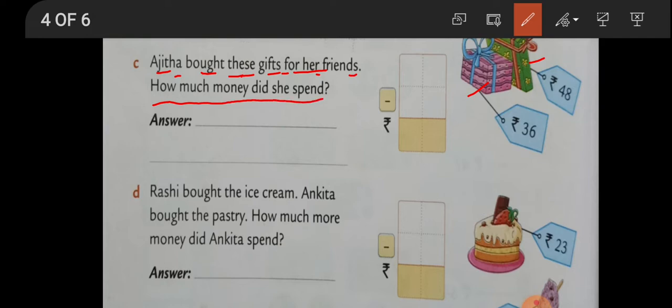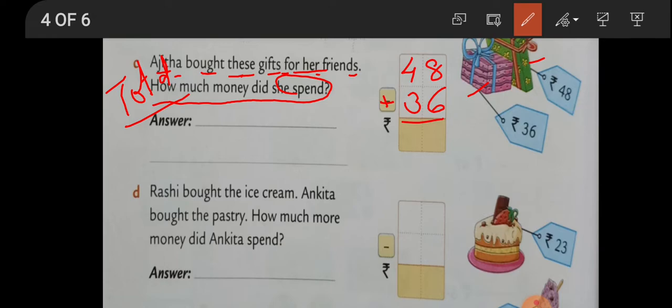How much money did she spend? That means the total amount. When it comes to how much she has spent, the total amount, we need to add up, children. Here it is given minus, so you have to do the correction. You just see one minute. I'll write it again. A horizontal line is given there. You just need to put a vertical line. It becomes addition. So please write the numbers. Which are the two gifts? One is of 48 rupees. The other one is of 36 rupees. Let's add up, children.